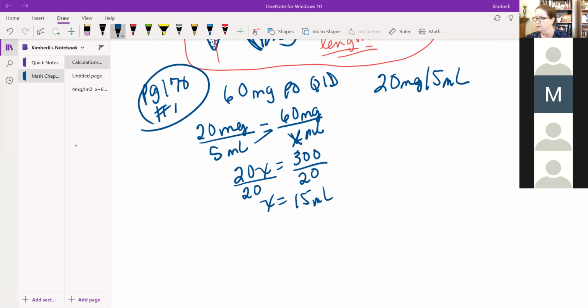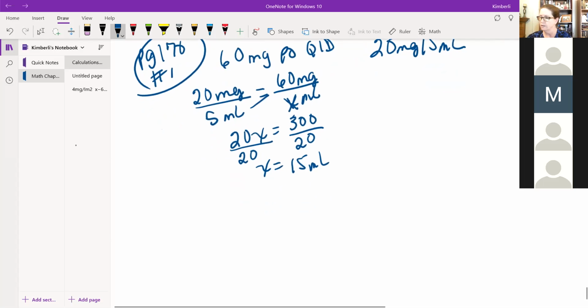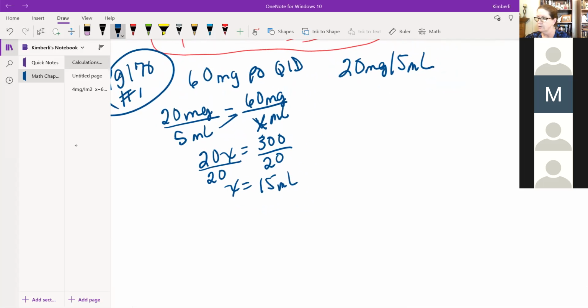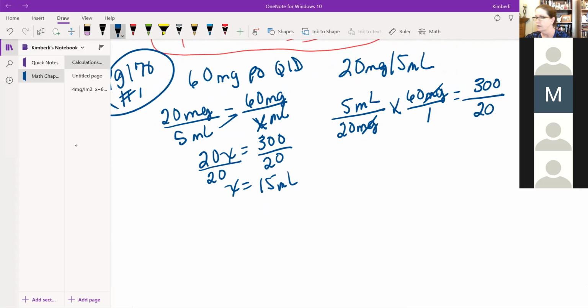Or you can do dimensional analysis. I want to know how many milliliters. I know I have 20 milligrams in 5 milliliters, so I'm going to put the 5 mL on top: 5 mL contains 20 milligrams. And multiply it by what I want, which is 60 milligrams, which I'm just going to put over 1. The milligrams cancel. 5 times 60 is 300, and 20 times 1 is 20. That's going to equal 15 milliliters, because the milligrams are gone, so it has to be milliliters.